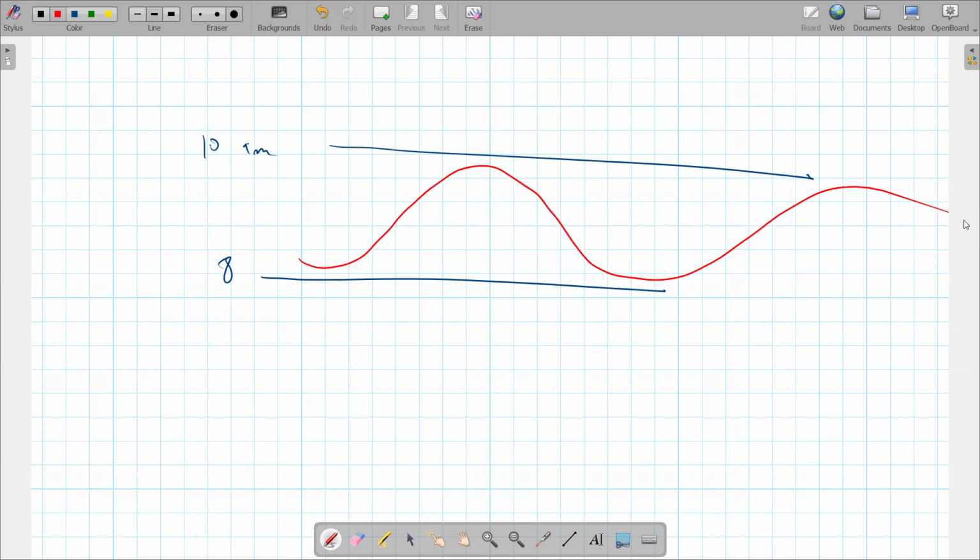Pop quiz. Are the tides on Earth affected by the moon? Yes. So this is where that comes in handy, right? You can model the tides using a sine function.